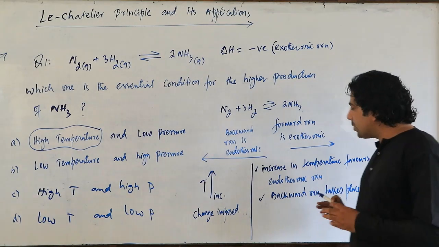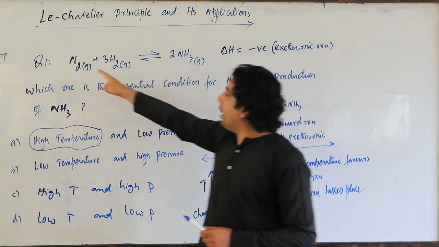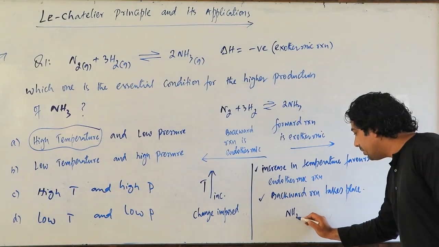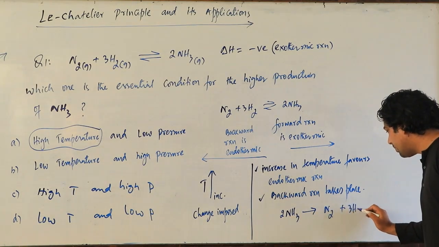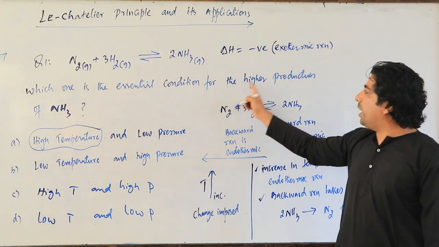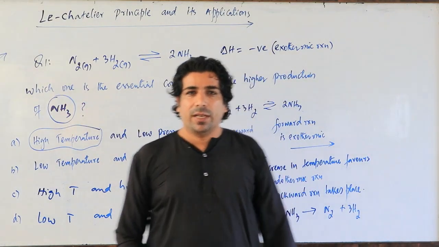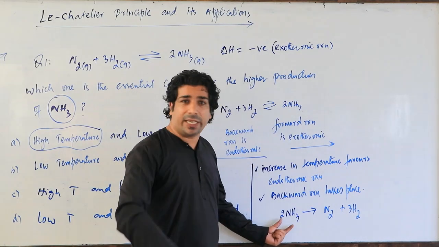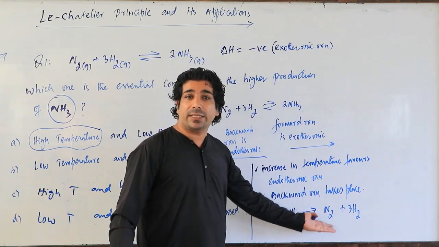So when backward reaction takes place, what is the meaning? Meaning is that NH3 will break into N2 and H2. So in backward reaction what will happen? 2 times NH3 will break into N2 plus 3 times H2. But which one is the essential condition for the higher production of NH3? I want higher production of ammonia. But in this case, am I getting ammonia or ammonia is breaking? Ammonia is breaking into N2 and H2. So I am getting here more production of N2 gas and H2 gas.